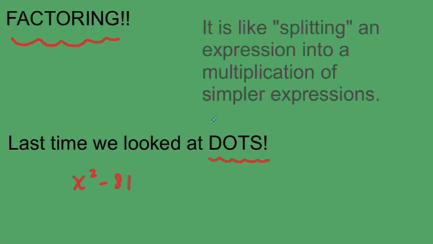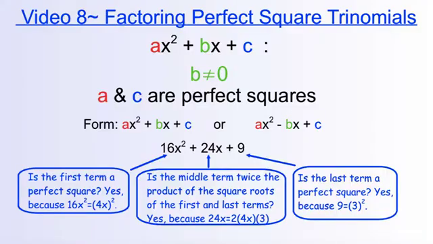DOTS was really nice and easy for us to recognize. Why? Because it was a difference, meaning subtraction, of two terms, and they were perfect squares. So an example here, x squared minus 81, is an example of DOTS. To factor it, we use the pattern, and it would work out to be x plus 9, x minus 9, okay? Today we're going to be talking about another factor pattern called perfect square trinomials.